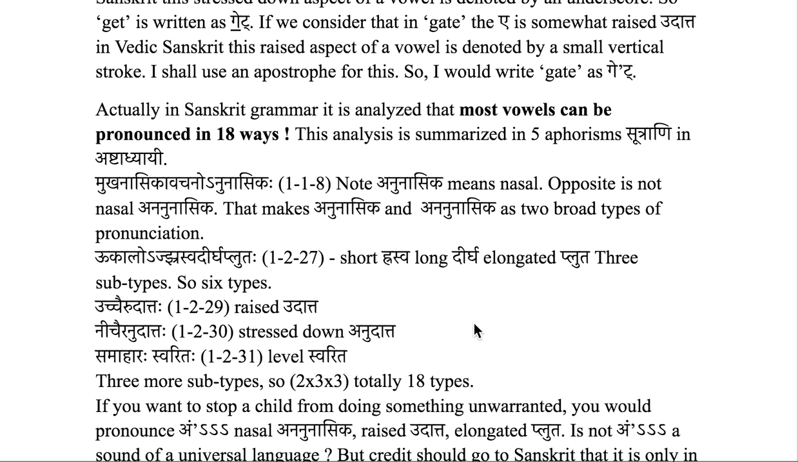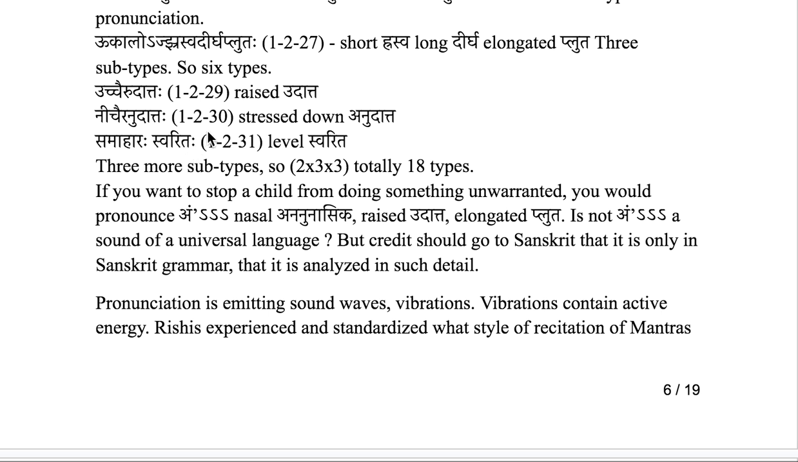So like that. Nichair anudattaha 1-2-30. Stressed down. Anudatta, not raised, so stressed down. Samahara svaritaha 1-2-31. Level. Svarita. Neither raised nor stressed down. 3 more subtypes: this udatta, anudatta, svarita, 3 more subtypes. So 2 anunasika and ananunasika, 3 rasva dirgha pluta, 3 more udatta, anudatta, svarita. 2 multiplied by 3 multiplied by 3, totally 18 types.